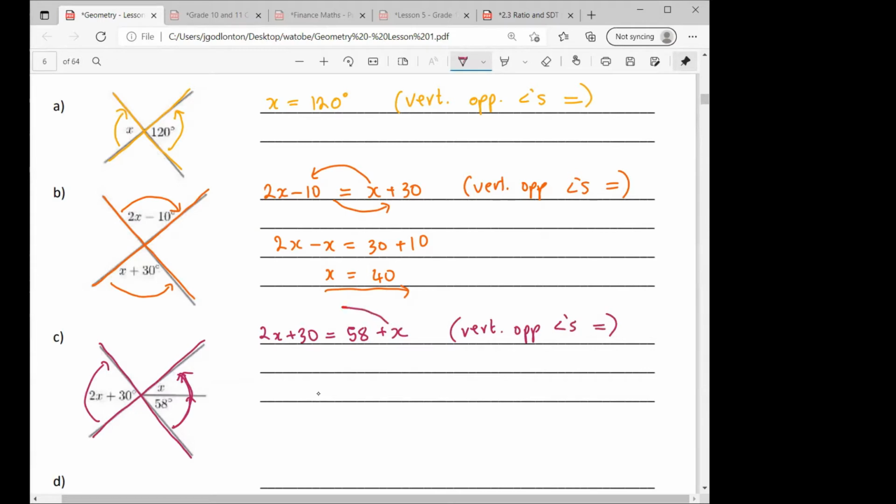So I'm going to move that x onto the left and the number onto the right. So I'm going to have 2x minus x is equal to 58 minus 30. And I'm going to get an answer of x equals 28 degrees.